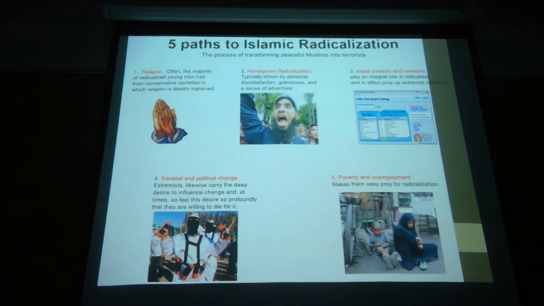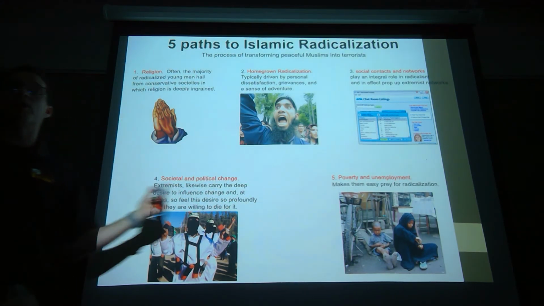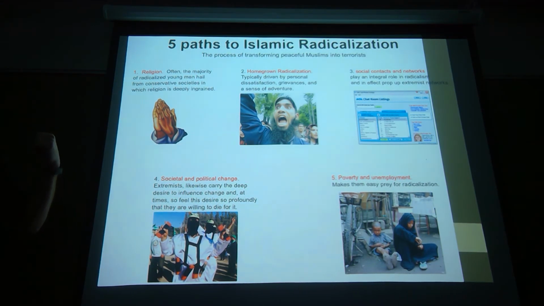All right, 5 paths to radicalism. Okay? If you're going to do Islamic extremism, these are things you could cover in your research paper. All right? Religion. Often the majority of radicalized young men hail from conservative societies in which the religion is deeply ingrained. This is not just for Islamic, or it is for Islamic, but this also can be others. There are Christian extremists like the KKK, who are founded in Christian tenets. Now, none of it's right, okay? But any religion can be made into an extreme religion, okay?